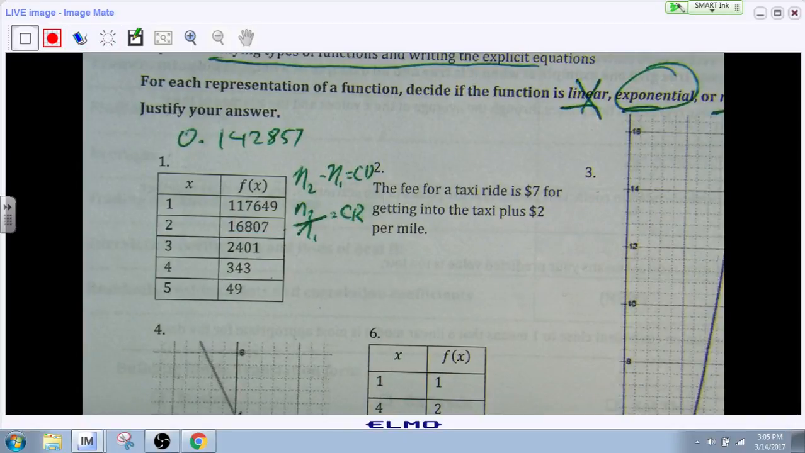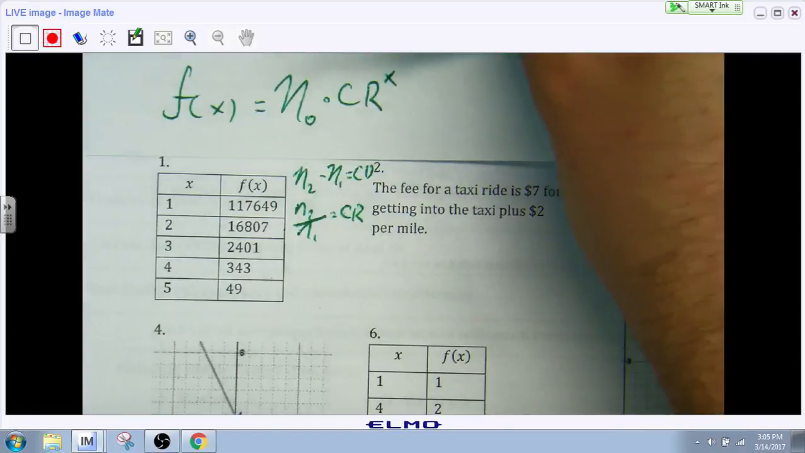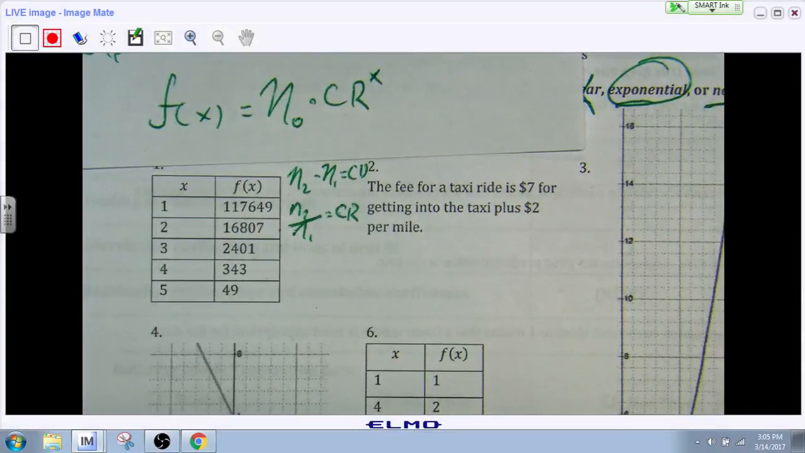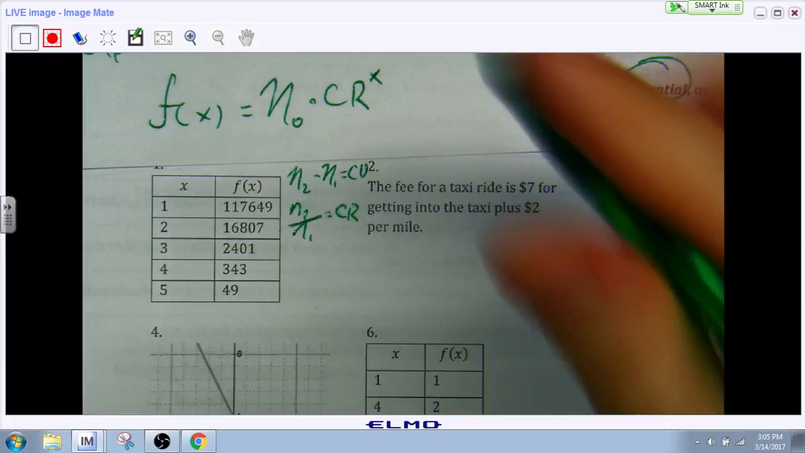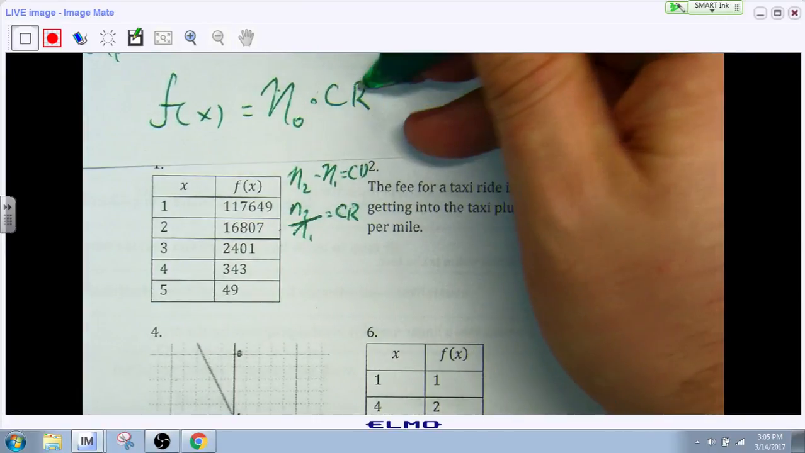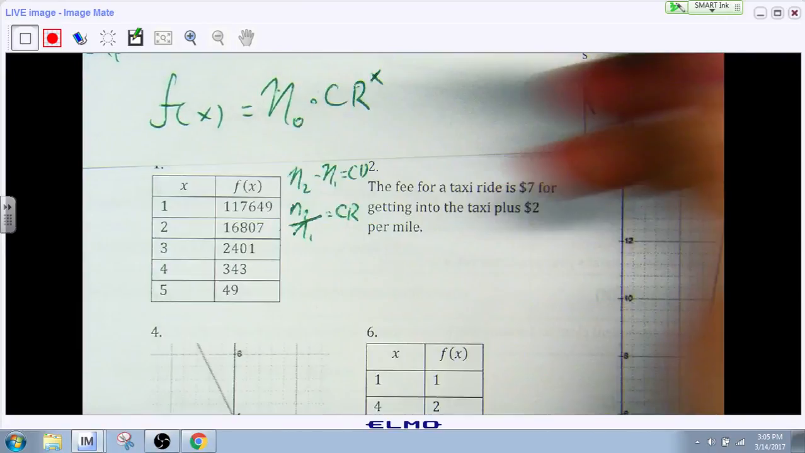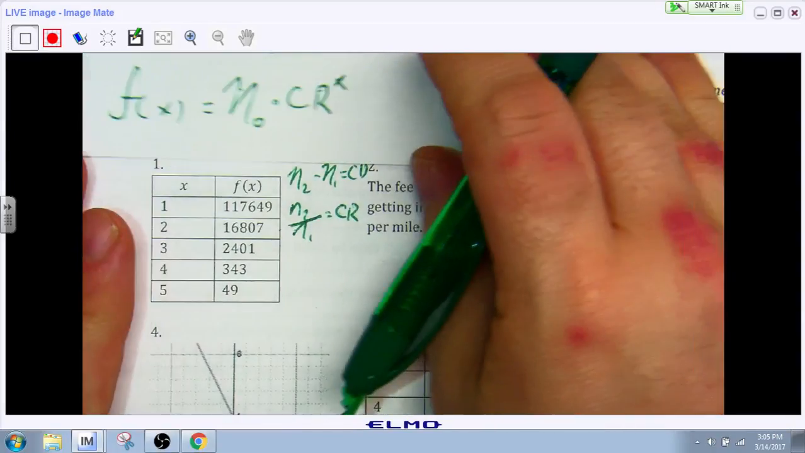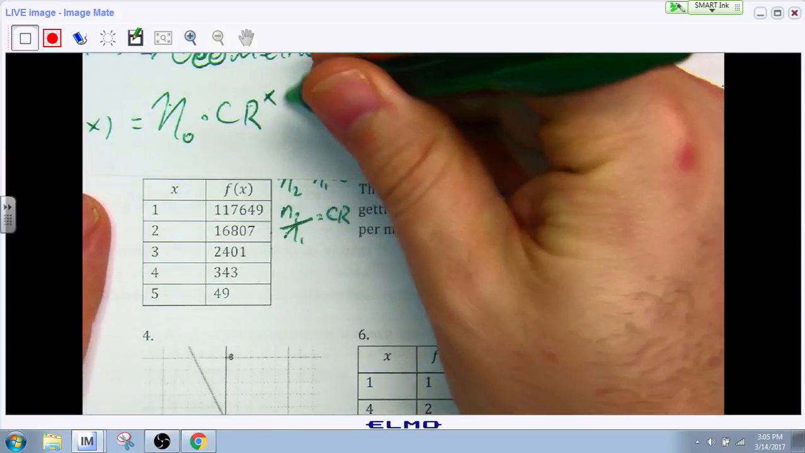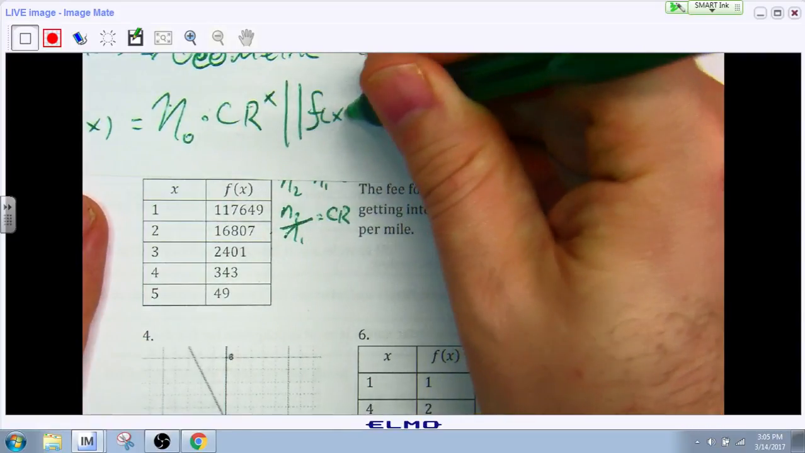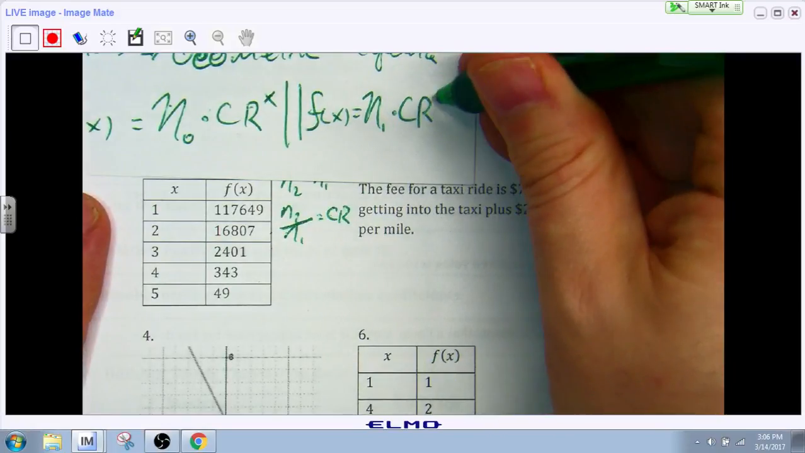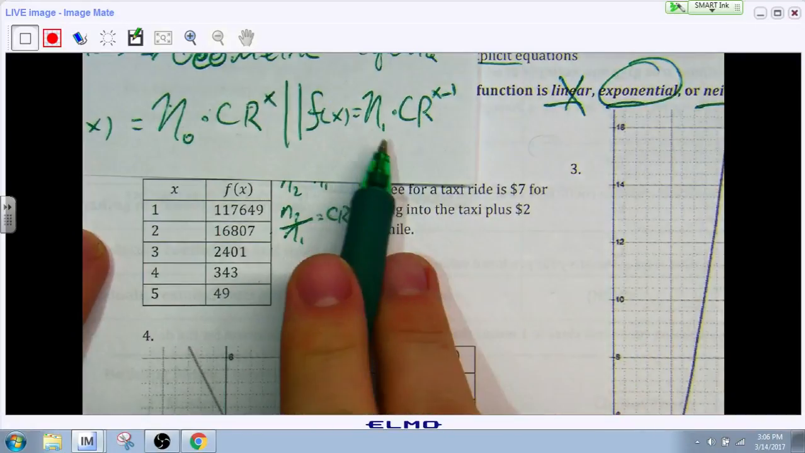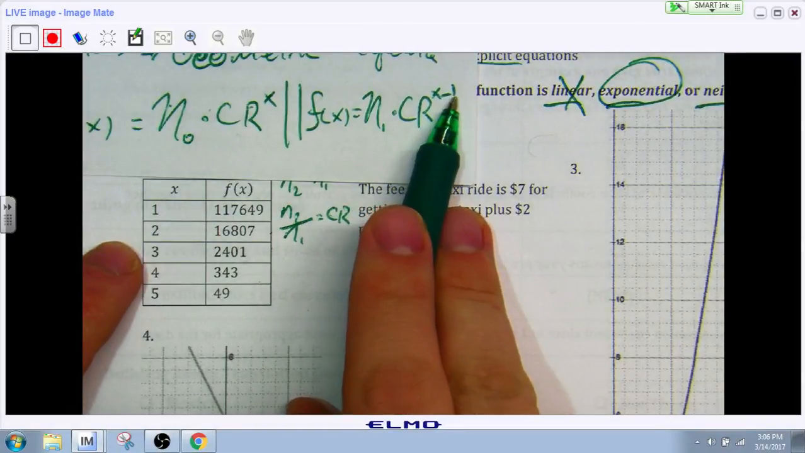Well, let's clear this red pen. Well, I have to look at my exponential function for my geometric sequence. And so I know that n sub 0 times my common ratio to the x, but I don't have my n sub 0. Now, I could figure it out, but then there's an alternate form for this. And that would be f of x equals our n sub 1, which we have, times our common ratio to the x minus 1 power. Every term we move over, if we just do minus 1, we'll get there.